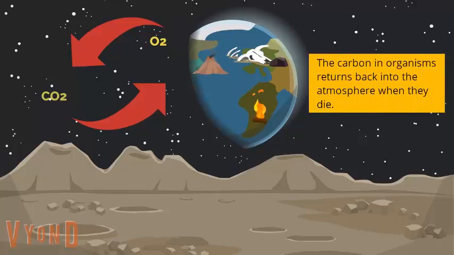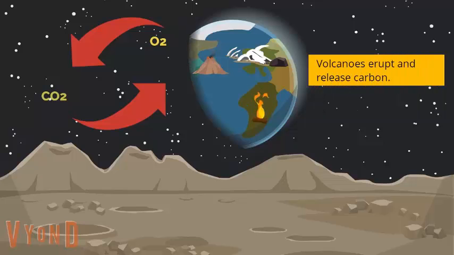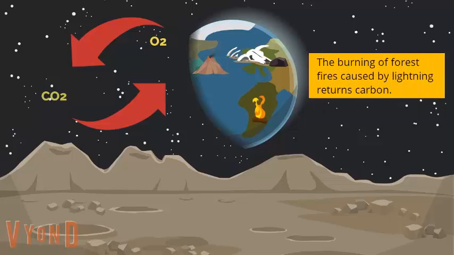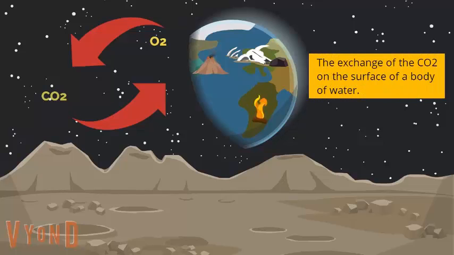Here are nature-made ways that carbon returns to the carbon cycle. The carbon in organisms returns back into the atmosphere when they die. Volcanoes erupt and release carbon. The burning of forest fires caused by lightning returns carbon. And the exchange of carbon dioxide, CO2, on the surface of a body of water.